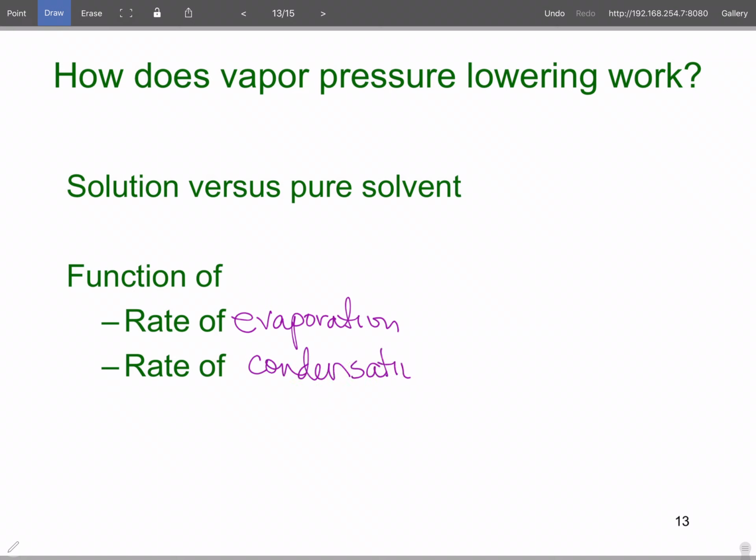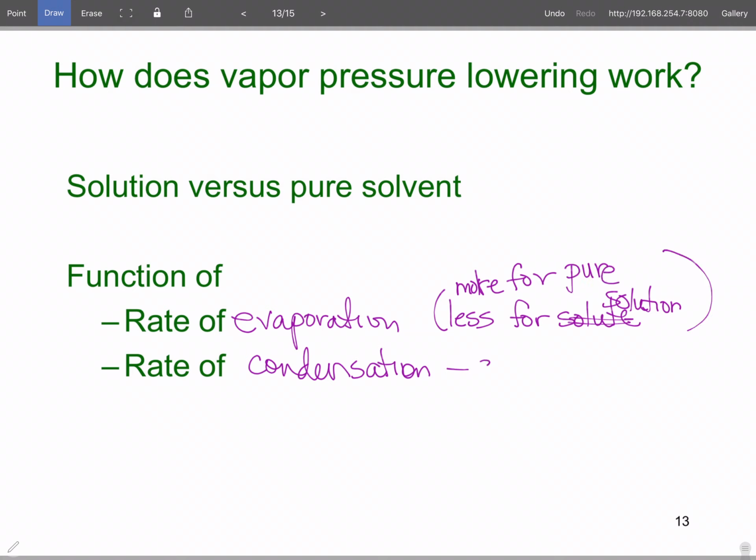And so what happens is the rate of evaporation is less for the solution, and it's more for the pure solvent, but the rate of condensation is the same for both. So you keep losing more particles on the pure side, but they keep coming back in.